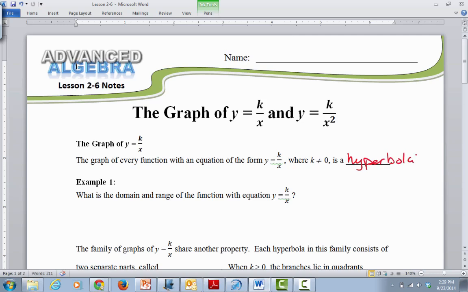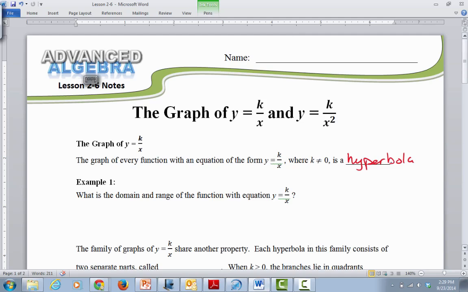And if you have a tough time spelling, you can maybe remember hyperbola, kind of like parabola. That's how I remember it. Okay. And it says, what is the domain and range of the function? So one of the things you guys need to know is what it looks like.